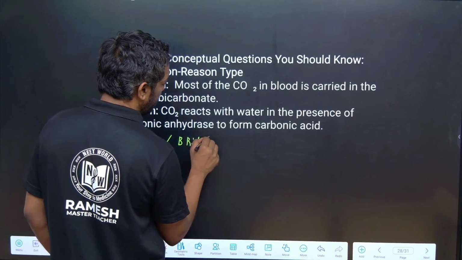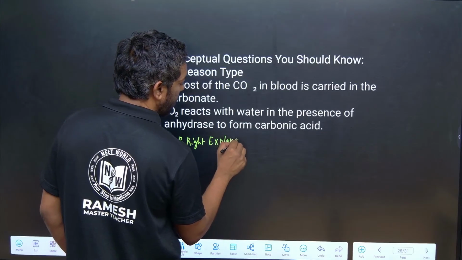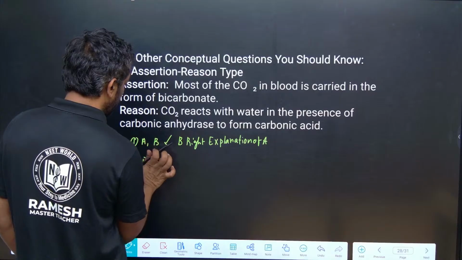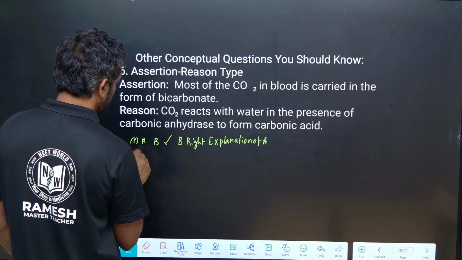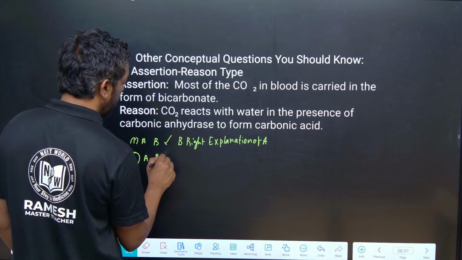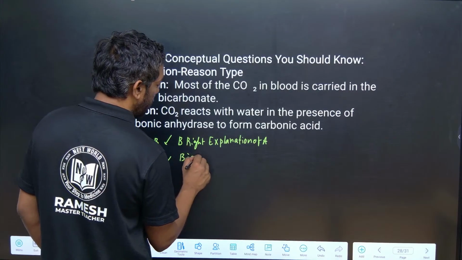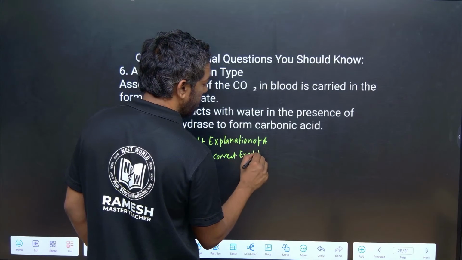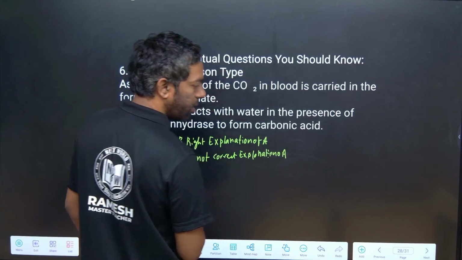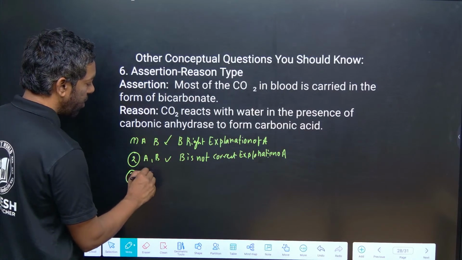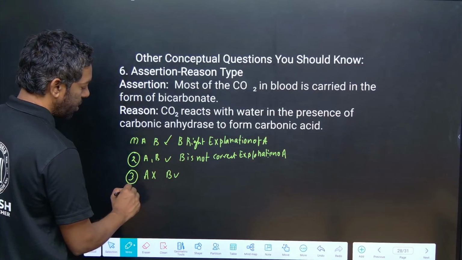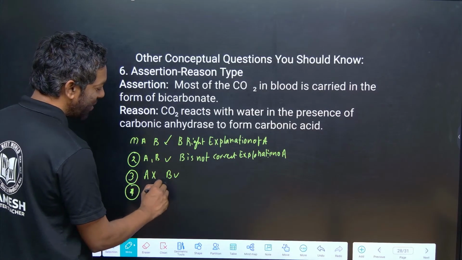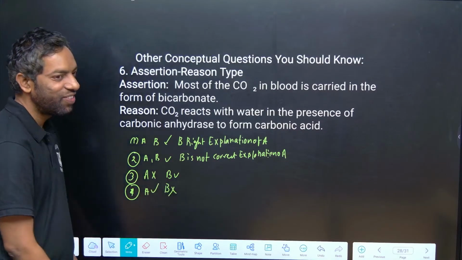Right explanation of A, and A and B correct, sorry, second, A, B right, B is not the correct explanation of A. Then A wrong, B right, and no yaar, A right, B wrong. Which one is correct?